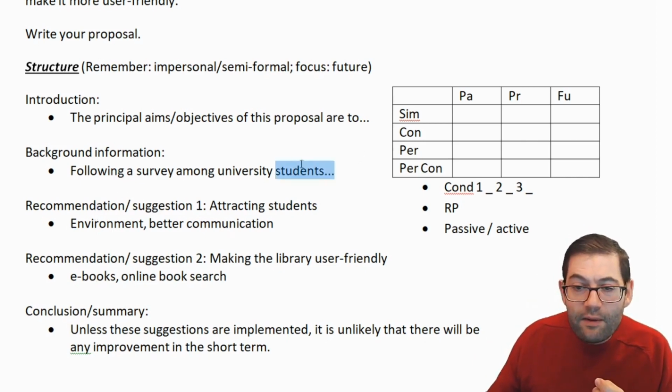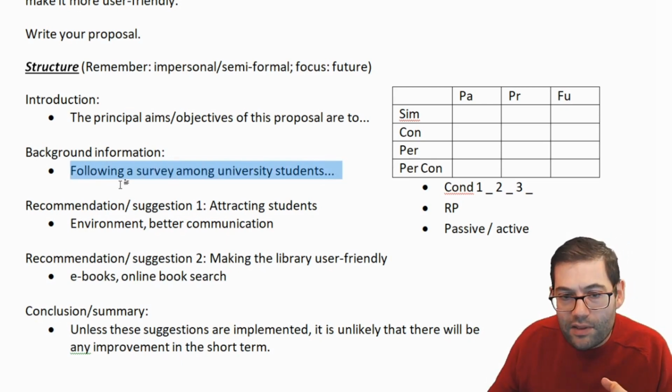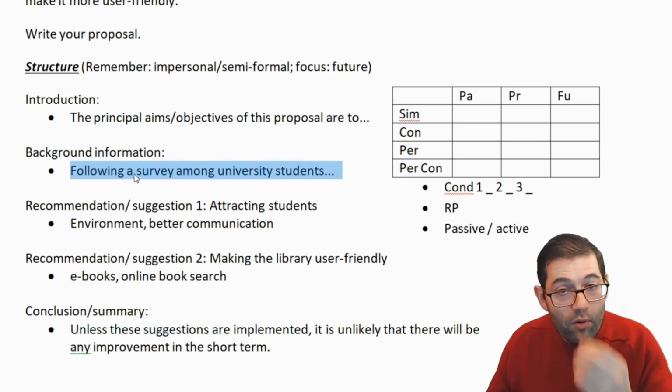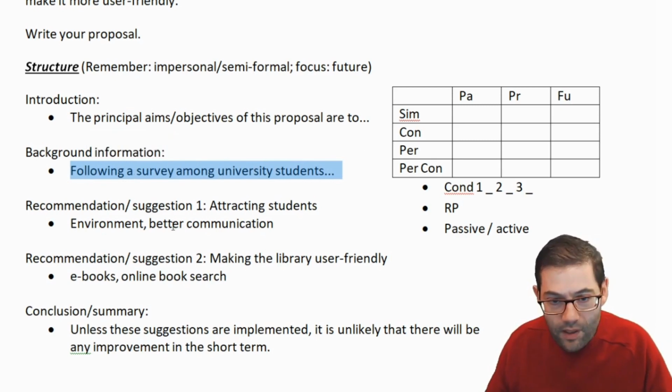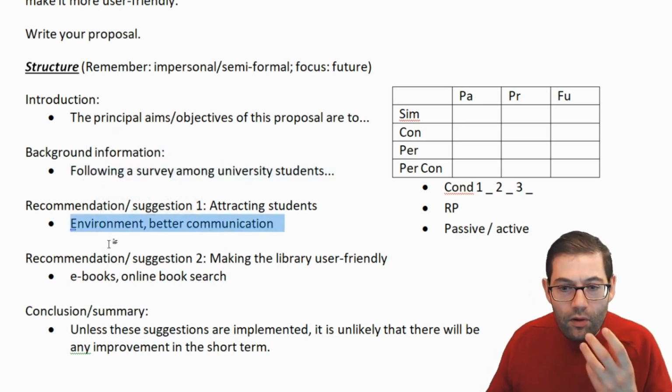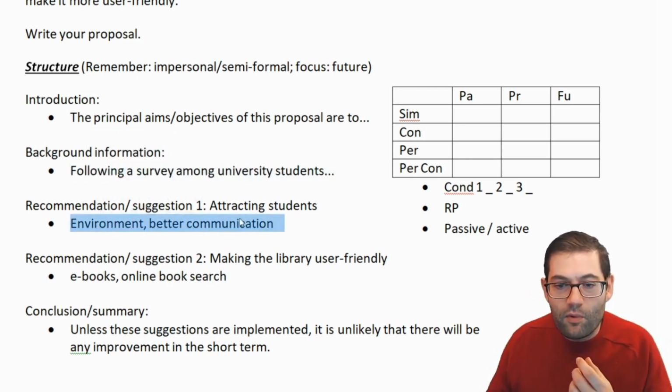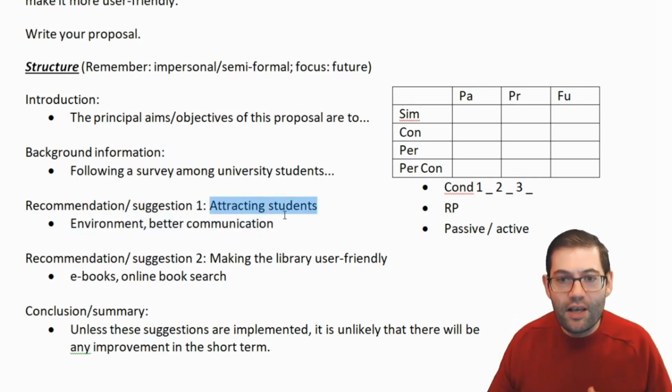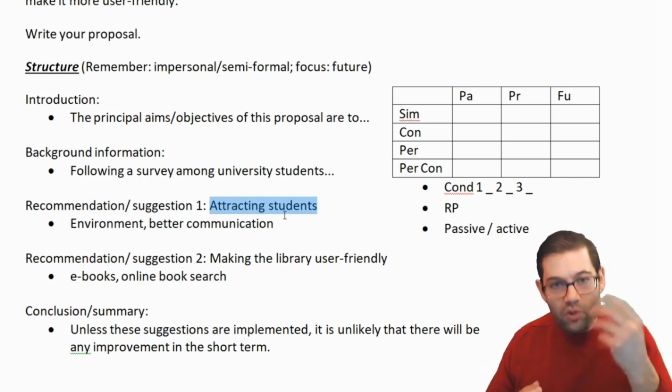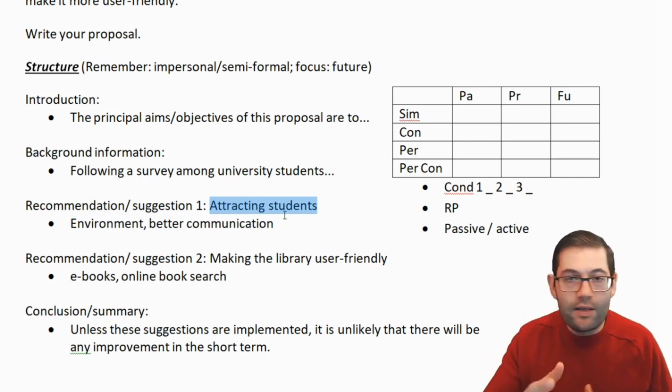So we've created our data, we've created our context, which helps support the idea of a proposal to improve the library. Now, we've got recommendation suggestion number 1, and this is all about attracting students. So you've got to explicitly suggest this. I propose to attract students by -ing is a nice structure.